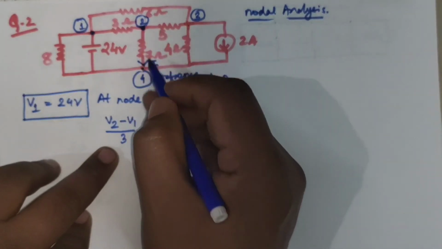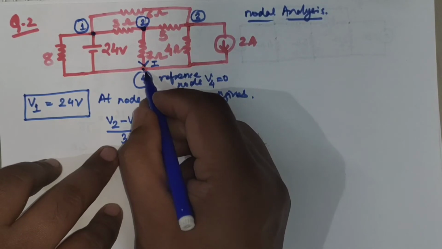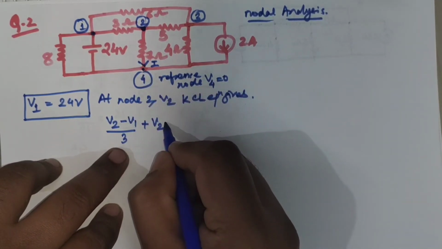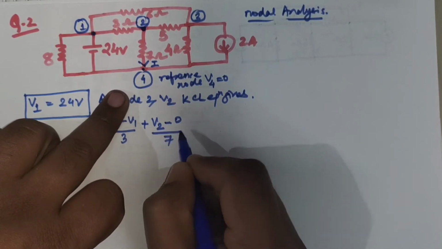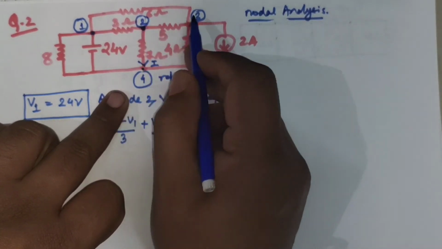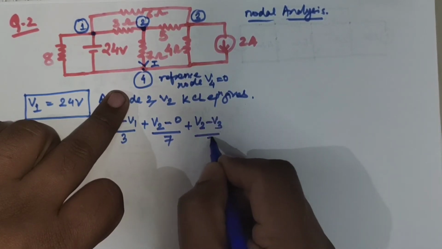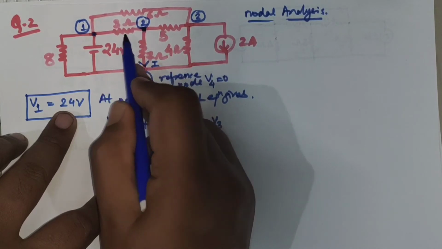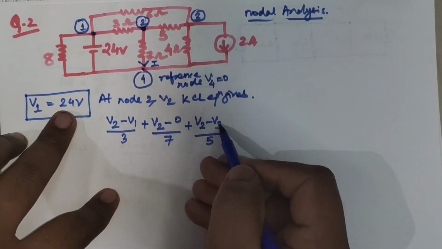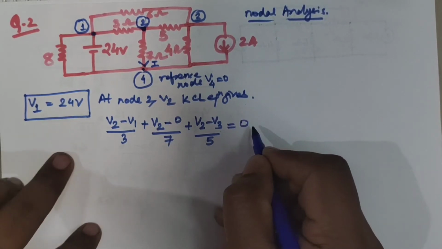From node 2 to node 4, V2 minus V4, or we can directly write it as V2 minus 0 by 7 ohm. Next, V2 minus V3 by 5 ohm. So from the second node only 3 branches are connected, and we have written 3 terms, so it is completed, equals to 0.